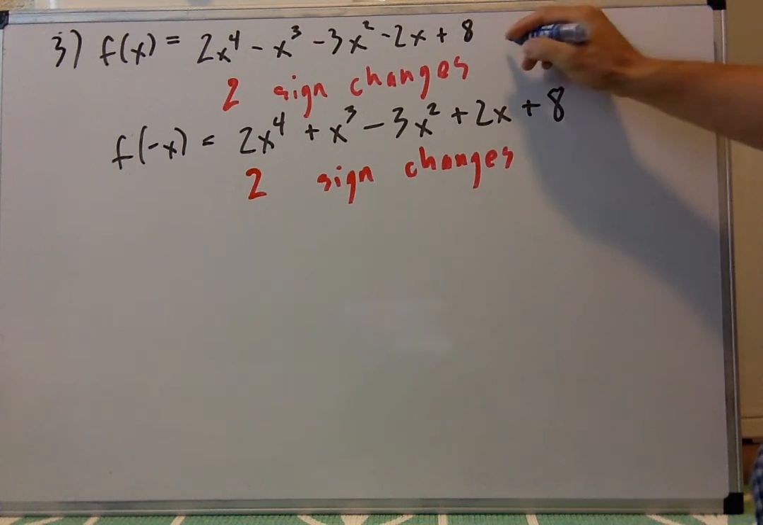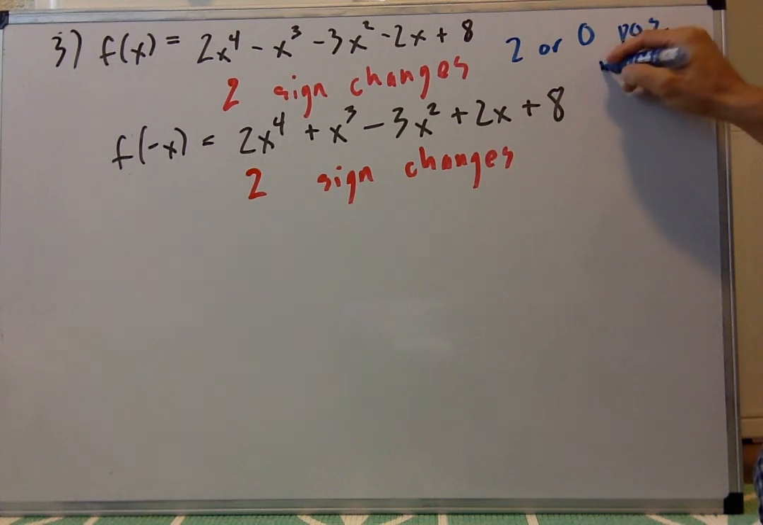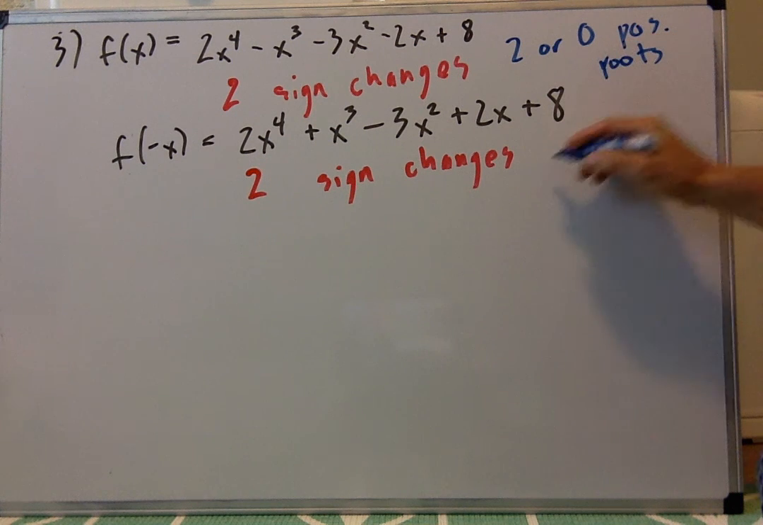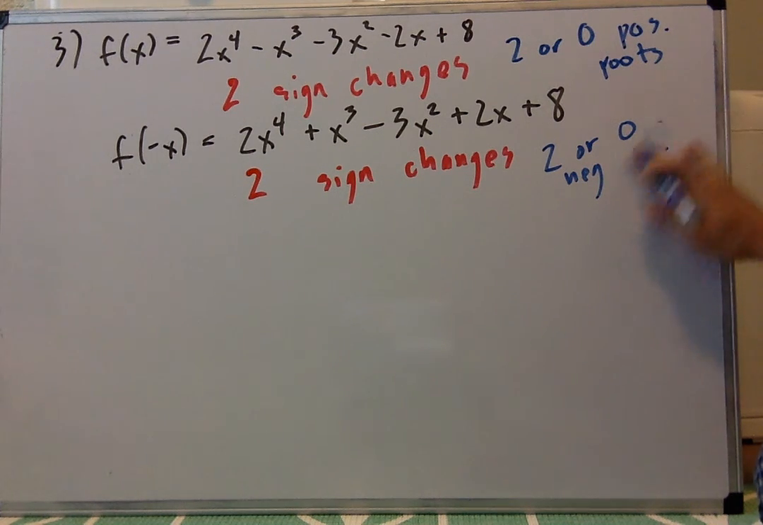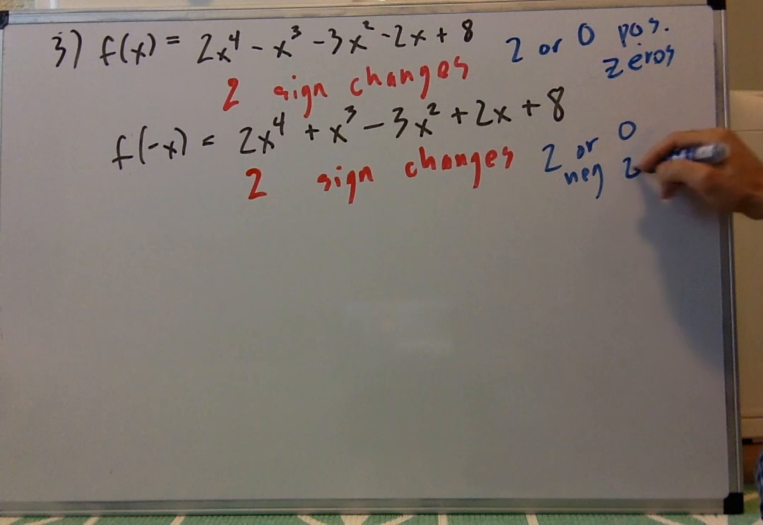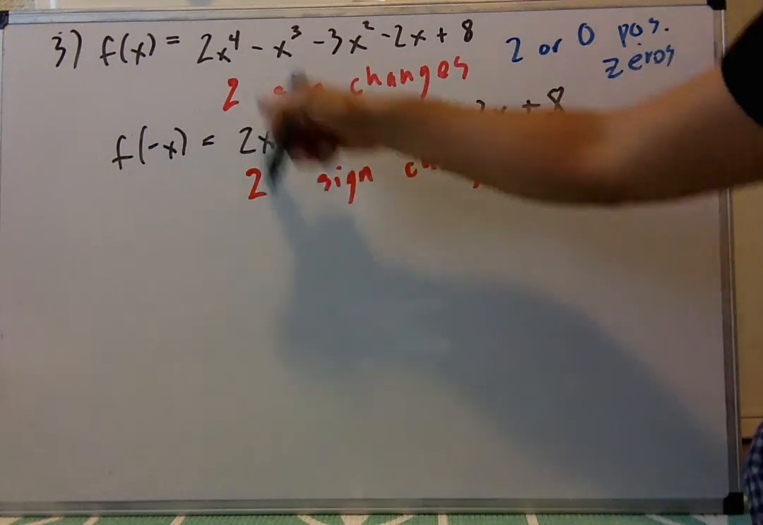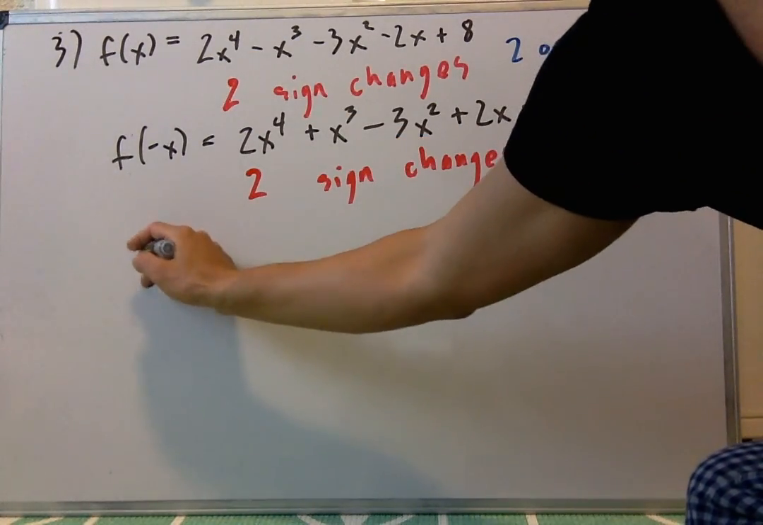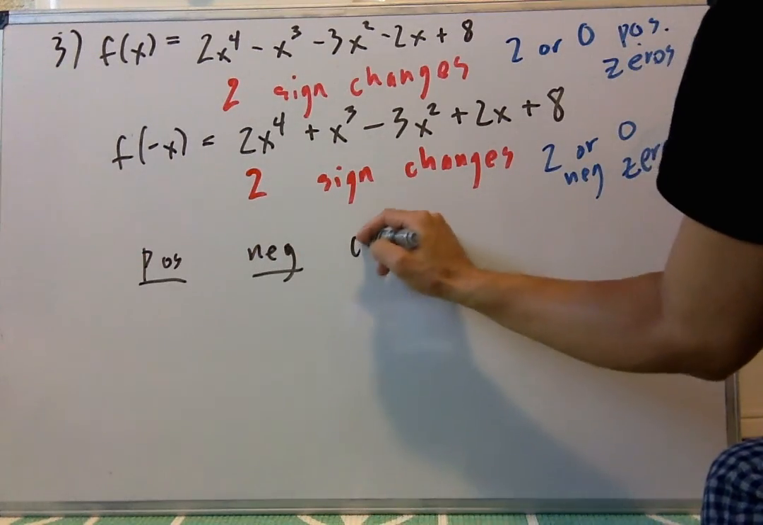That means there's 2 or 0 positive real roots. And this is the same thing, 2 or 0 negative roots. Keep writing roots, sorry, zeros. All right, so let's look at the different possibilities together. We should have a total of 4, right? So let's do this: positive, negative, and complex.